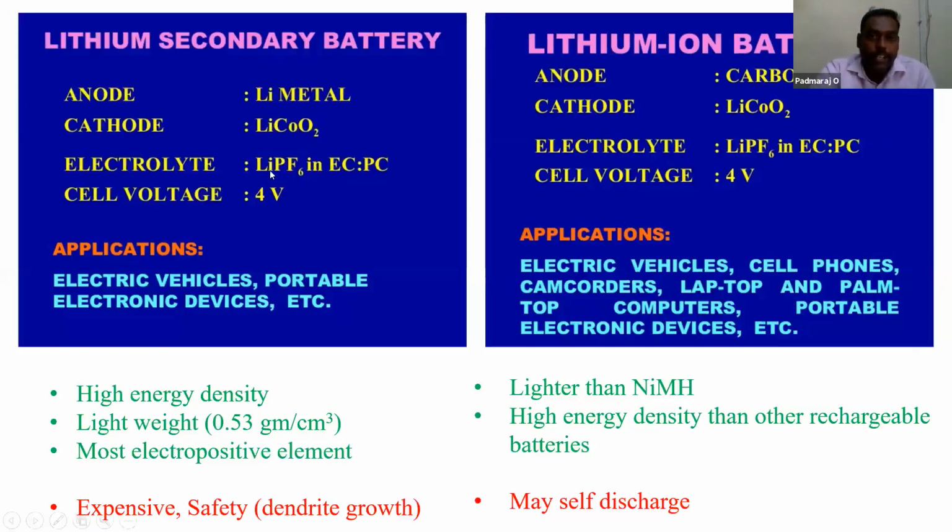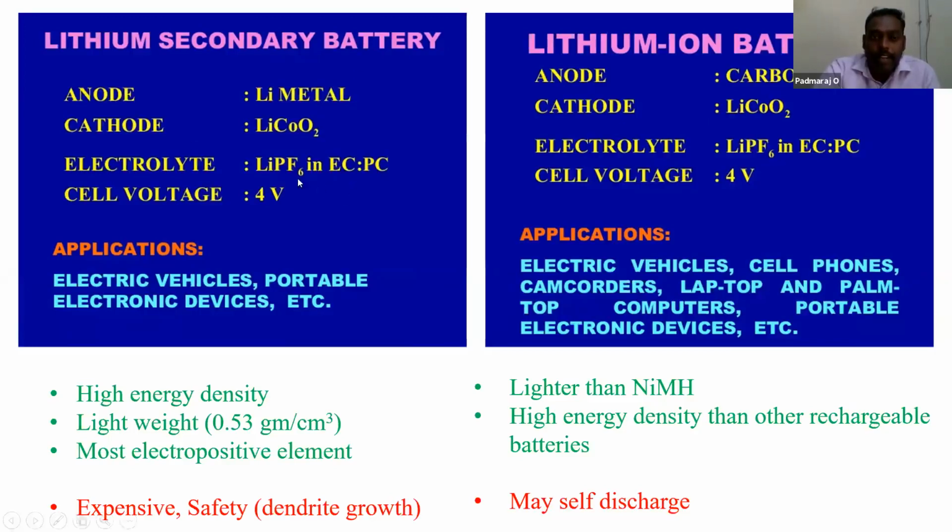Okay, so what is the electrolyte here? LiPF6, lithium hexafluorophosphate, dissolved in EC and PC. What are EC and PC? They are organic solvents: EC is ethylene carbonate, and PC is propylene carbonate. So why do we have to make the combination? Why are we not taking only a single solvent?